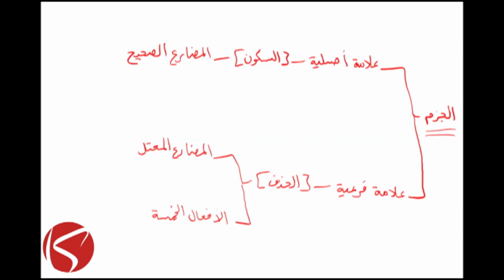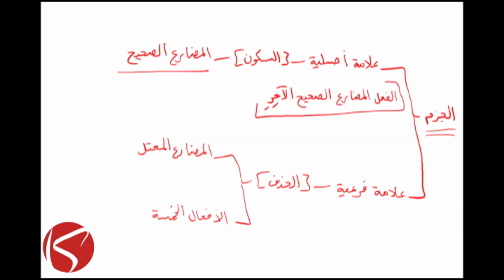And what does the فعل المضارع الصحيح الآخر mean? So المضارع الصحيح, basically it means, as Ajrumi mentions, الفعل المضارع الصحيح الآخر. It is basically the فعل المضارع that is healthy from the ending. It just means that it doesn't finish with wow, alif, or ya.